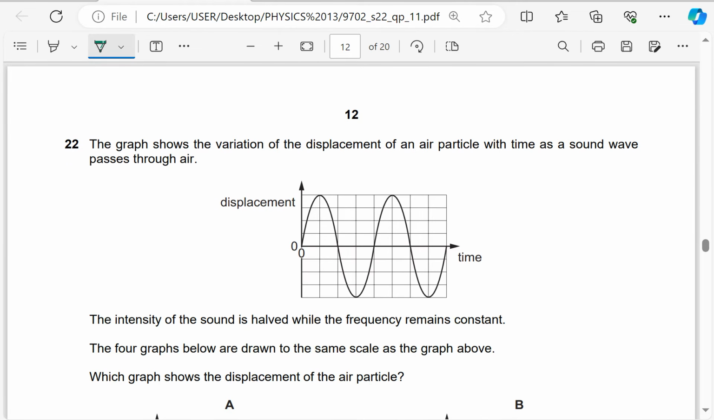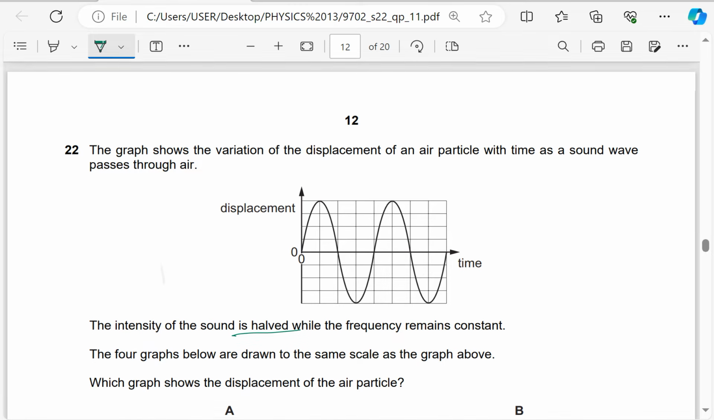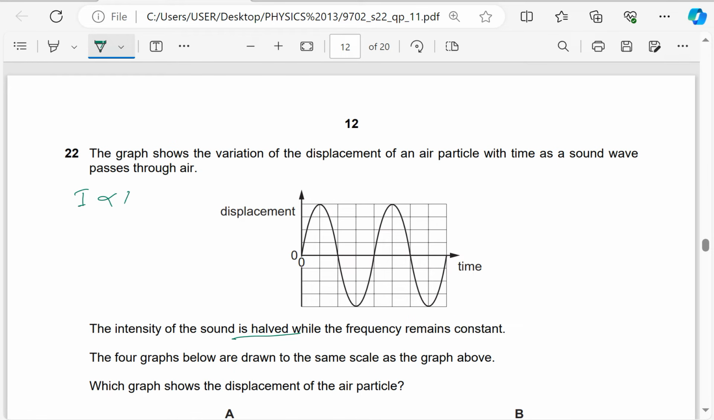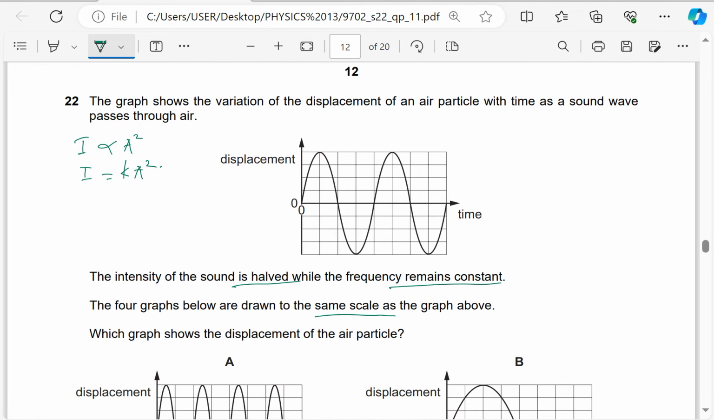The graph shows the variation of the displacement of an air particle with time as a sound wave passes through air. The intensity of the sound is halved. Of course, in your mind, you know that intensity is directly proportional to the amplitude squared, which means intensity should be equal to a constant times the amplitude squared. Where the frequency remains constant, the four graphs below are drawn to the same scale as the graph above. Which graph shows the displacement of the air particles?